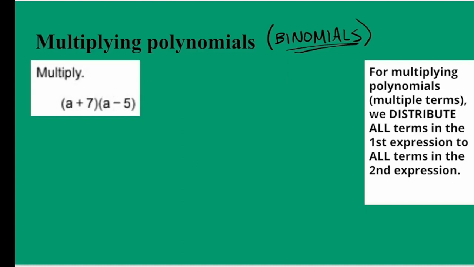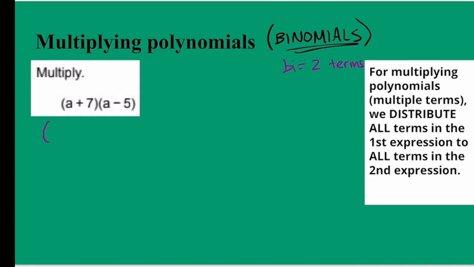Multiplying polynomials. For multiplying polynomials where you have multiple terms within parentheses, you essentially distribute all terms in the first expression to all the terms in the second expression. I'm going to expand all this out so you see what's happening. In this case, we're going to focus on binomials, bi meaning two, so we are going to multiply two-term expressions.